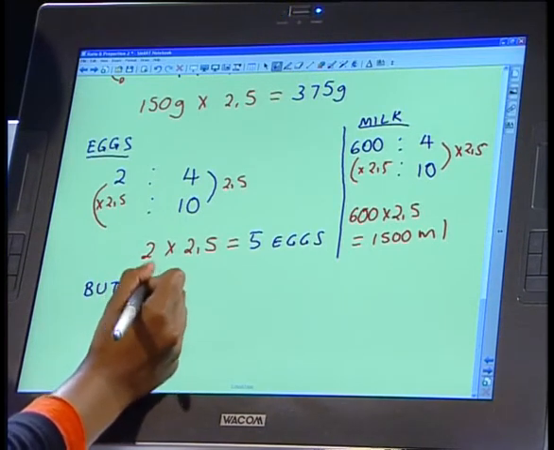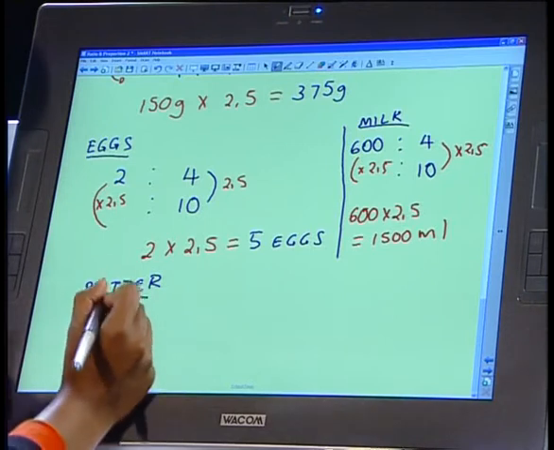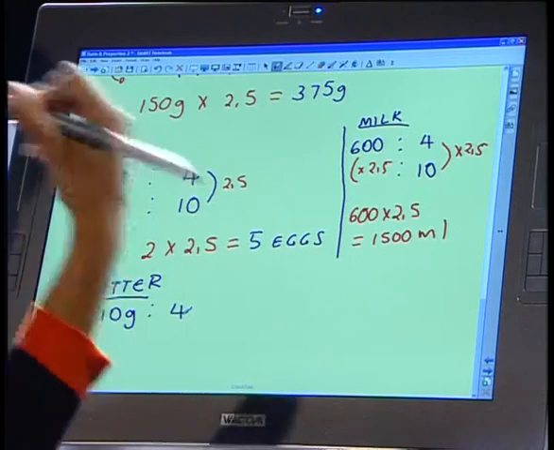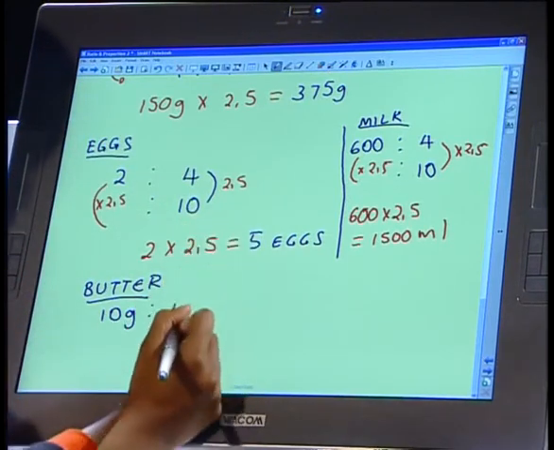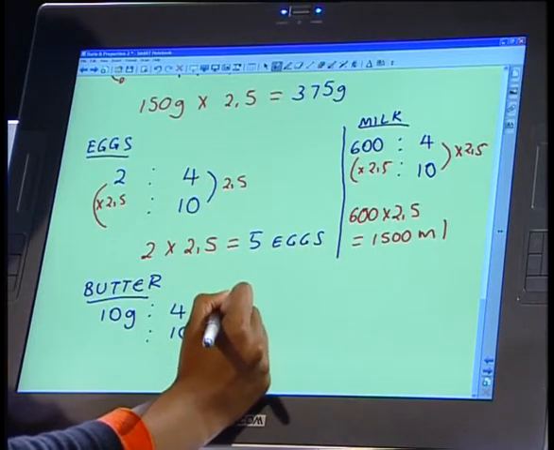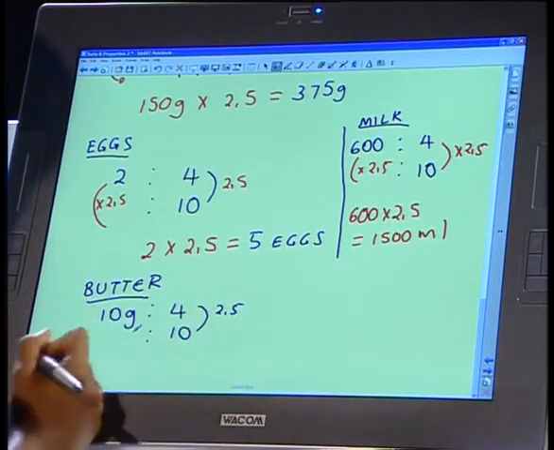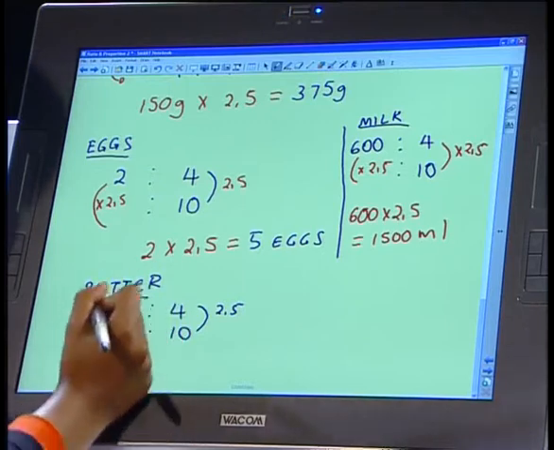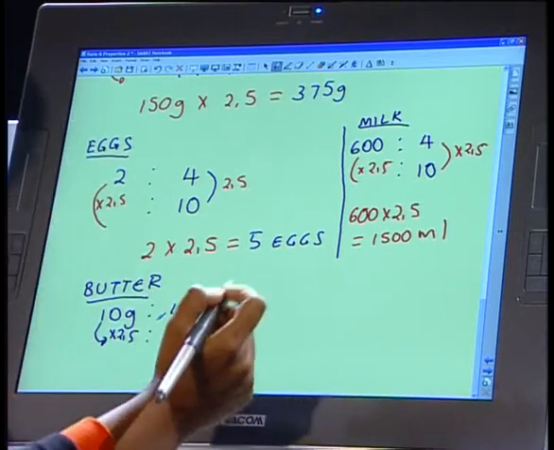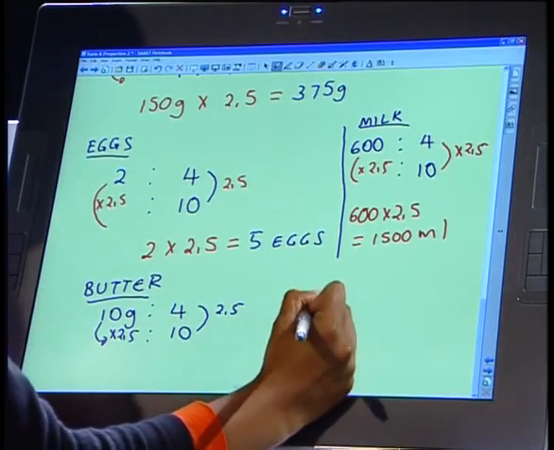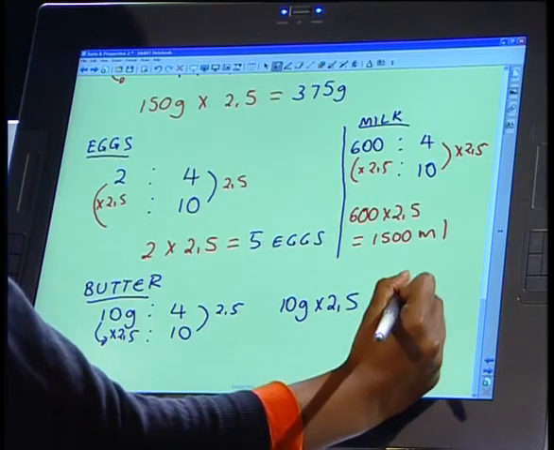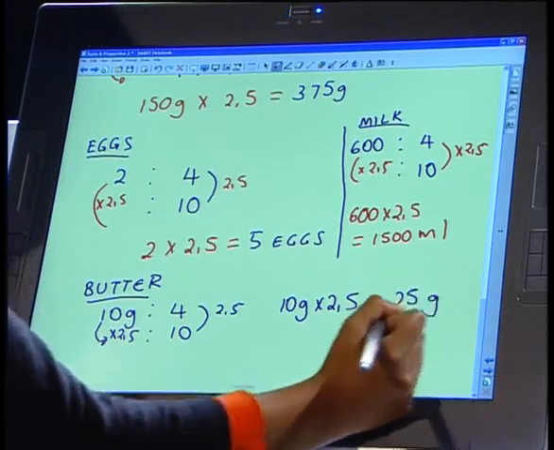So for 4 people, we needed 10 grams of butter. The same procedure, it's probably becoming boring to you now, but it's exactly the same procedure. We had to times by 2,5 to get from 4 to 10. So I must times the grams of butter by the same factor to keep my ratio equivalent, and I will get 10 grams times 2,5, which is equal to 25 grams of butter.